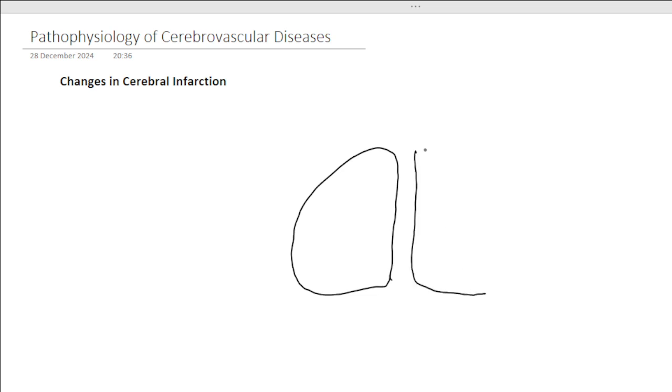Please don't confuse this with the lung. This is just a schematic diagram I have given you. Don't confuse it with the lung. Not at all.